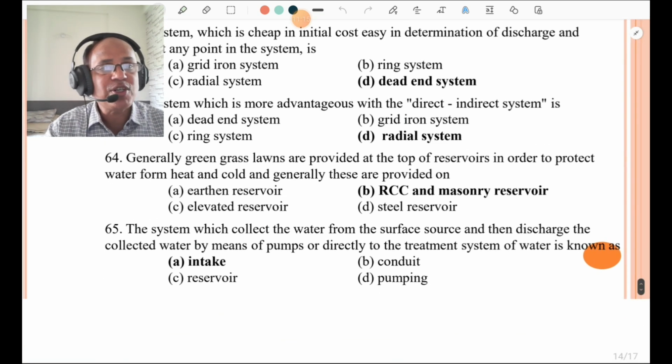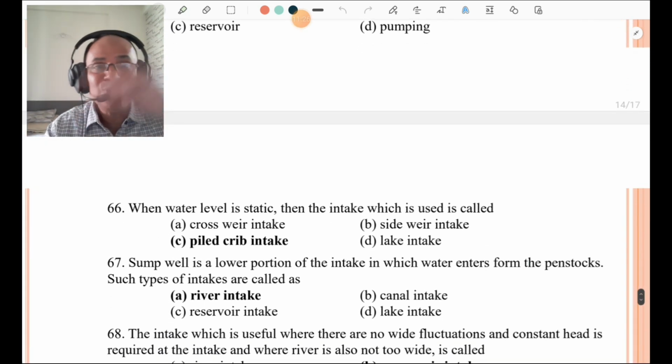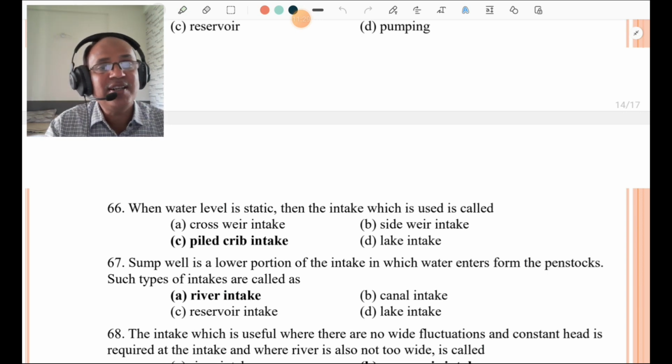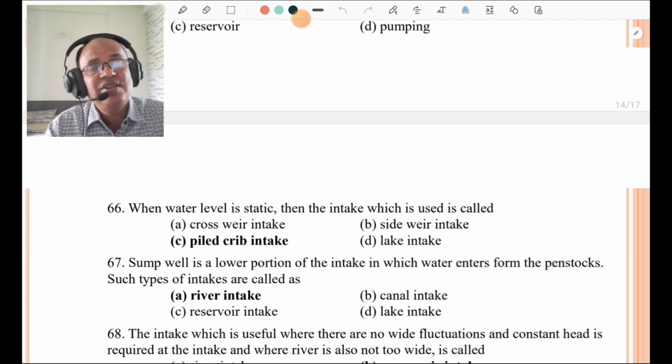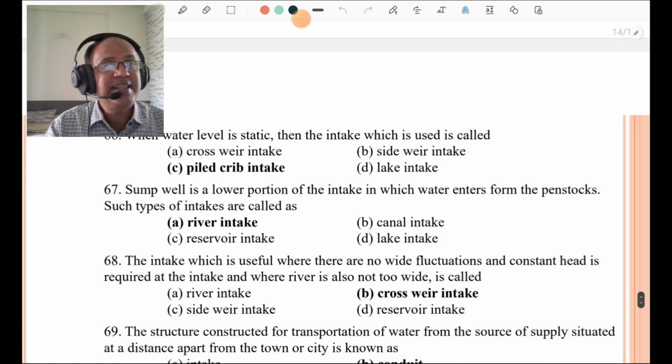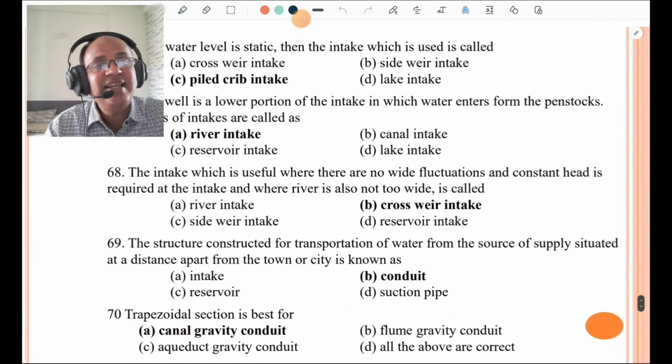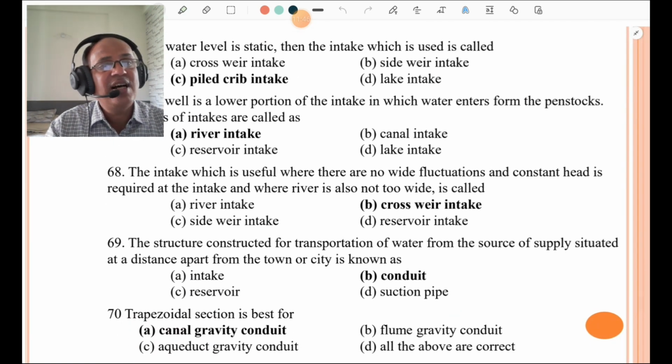The system which collects the water from the surface source and then discharges the collected water by means of pump or directly to the treatment system of water is known as an intake, and the pipe is called a rising main. When water is static, then the intake which is used is called a piled crib intake. Sump well is the lower portion of the intake in which water enters from the penstock. Such type of intakes are called river intake. The intake which is useful where there are no wide fluctuations and constant head is required at intake, when river is also not too wide, is called a cross weir intake.